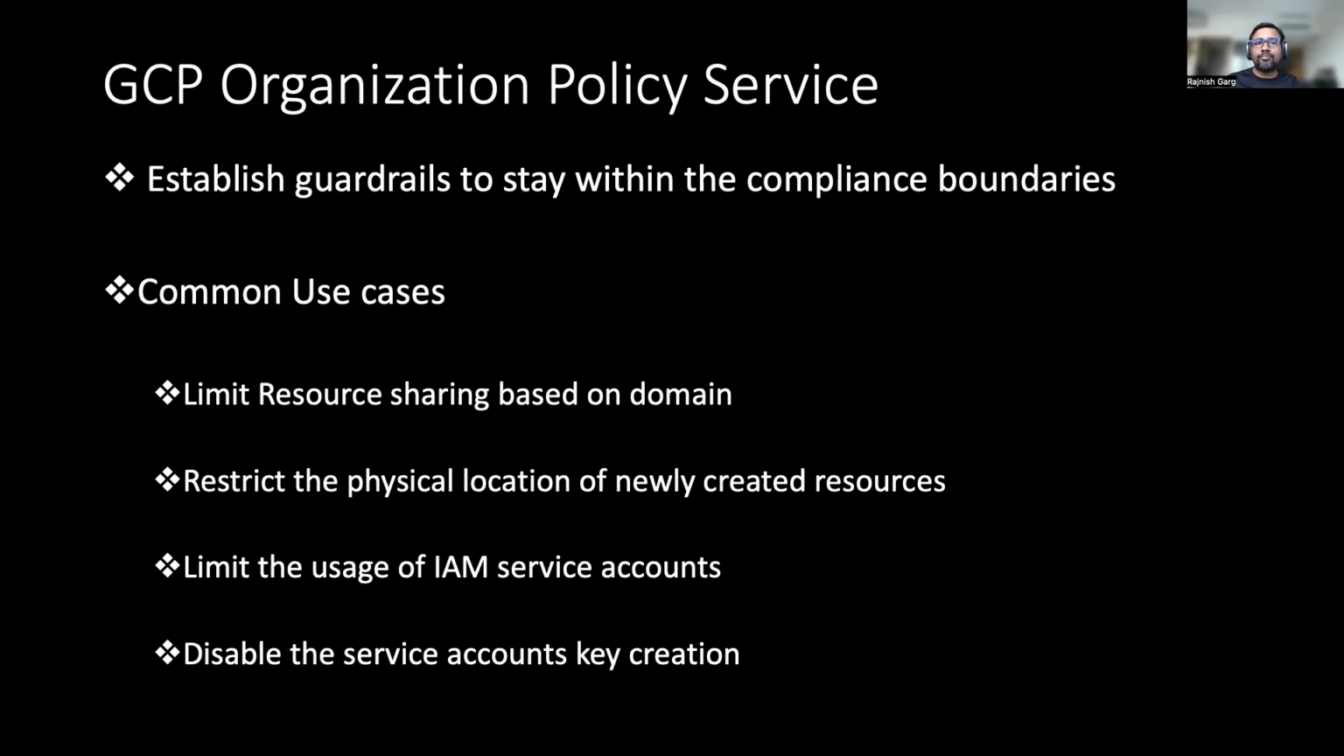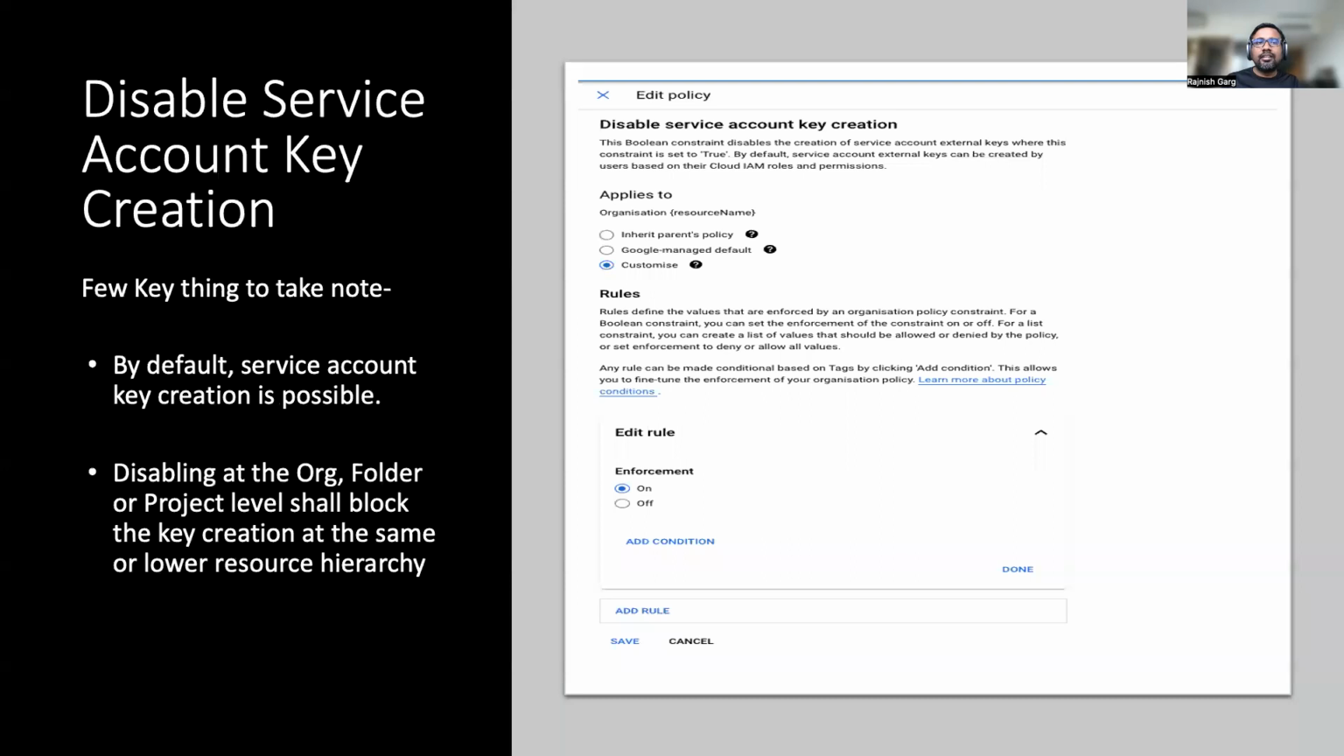That's where you can leverage this organization policy. Let's look into some of these guardrails. The first one is disabling the service account key creation. By default, anyone authorized can create the keys and then they can post them on GitHub or somewhere else. In short, if an attacker gets hold of these keys, they will be able to authenticate and then control your environment.